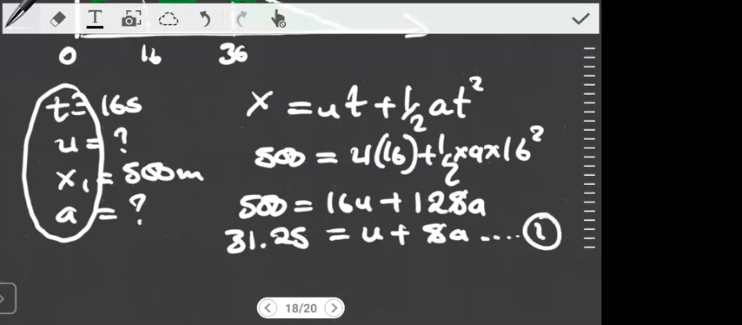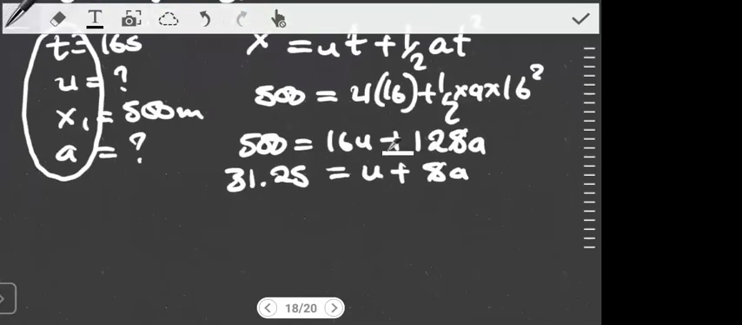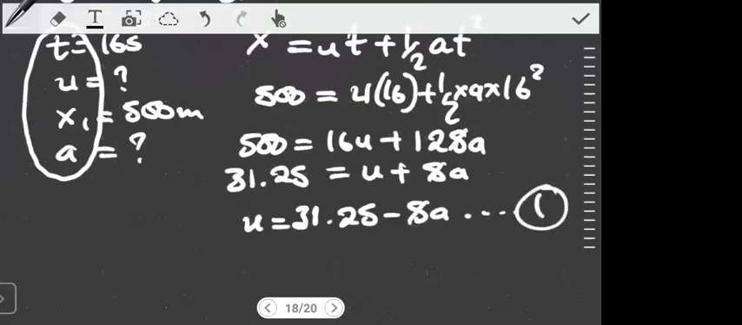Let's hold on to it. Let me just make u the subject of the formula here. And we see that u becomes equal to 31.25 minus 8a. So this can be my equation 1. Okay, so it doesn't matter whether you keep the first one or you keep this one here that I'm holding now. Doesn't matter. You see that we'll still need to use this equation. Doesn't matter where you leave it.